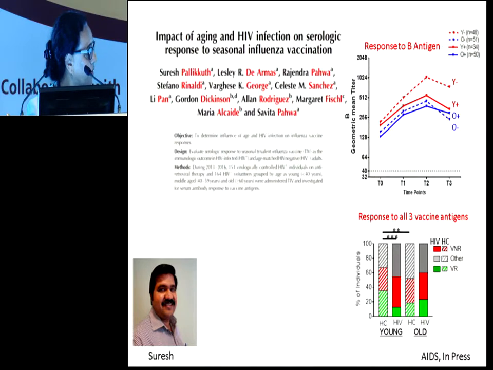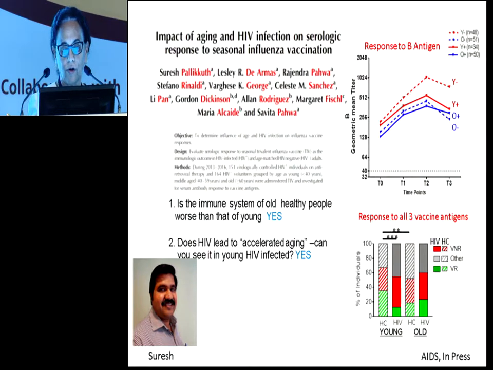Reds are young, and blue are old. The first question was, is the immune system of old healthy people worse than that of young? You can see that young negative is up here, and old negative is down here. So you can really see the response is much better.